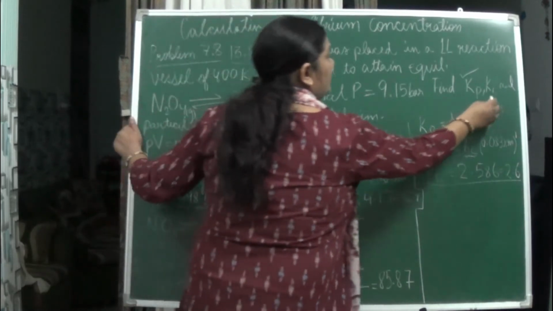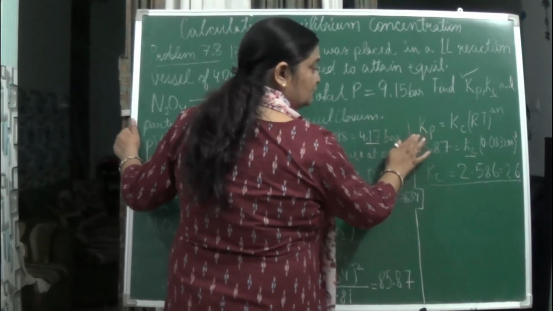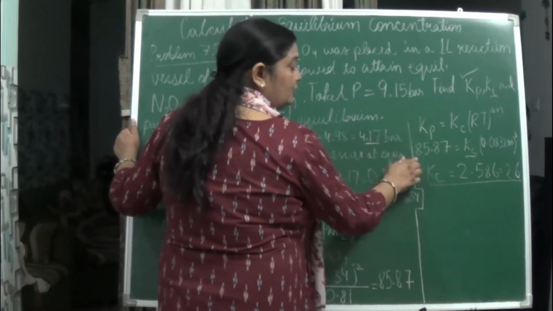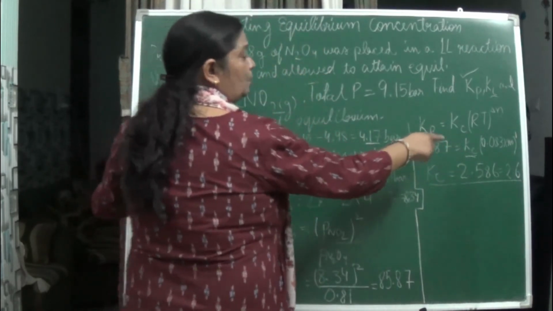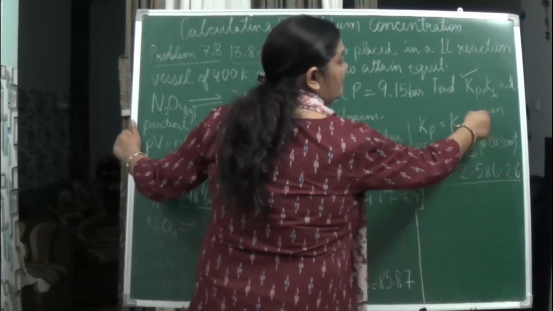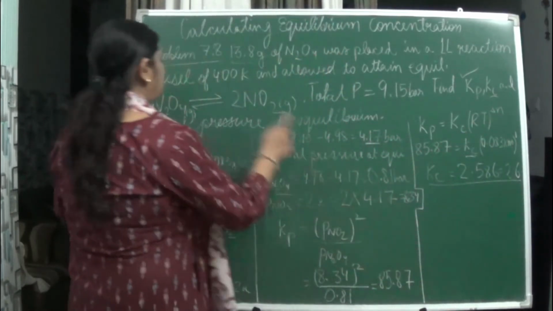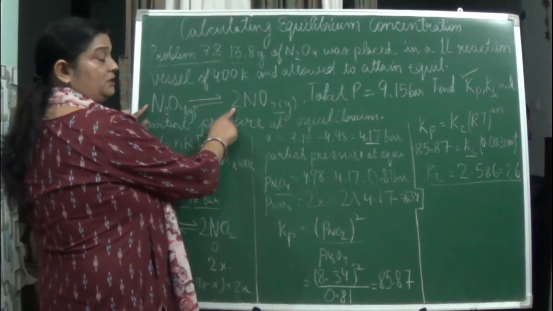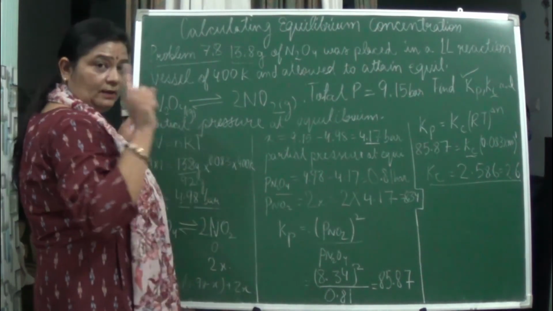Now what is left? Kc is left. So how will you calculate Kc? You know, with this formula only. Okay, so Kp value 85.87 is equal to Kc. RT value you know how much? 0.083. Temperature is given as 400. Yes, difference in number of moles: you can see here it is 2 NO2 and here it is only 1 N2O4. So 2 minus 1, it becomes 1.